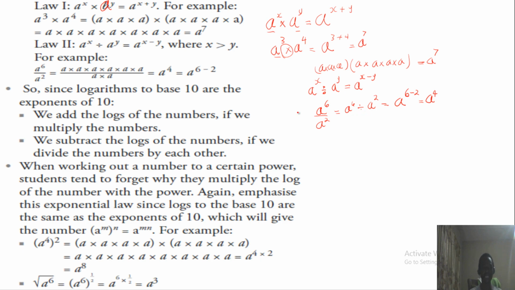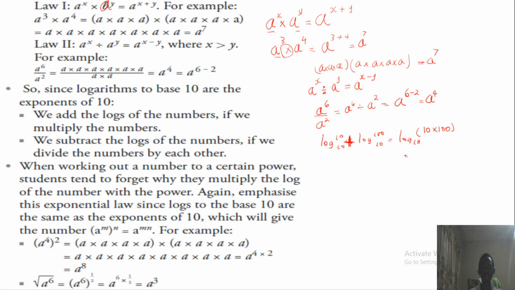Yes. So, since logarithms to base 10 are the exponents of 10, we add the logarithms of the numbers if we are multiplying the numbers. If you have log 10 to base 10 plus log 100 to base 10, basically this should be log of 10 times 100.